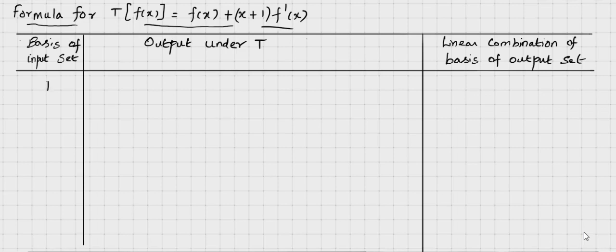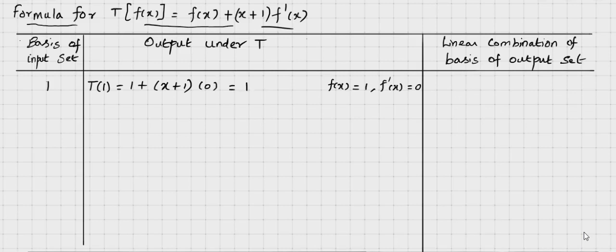For 1, I am going to find the output, that is T of 1. This is the formula given. Here T of f of x is T of 1, so f of x is 1. I am substituting it straight away: f of x is 1, plus x plus 1 into f dash of x. What is f dash of x? Differentiating 1, I get 0. So the result will be 1.